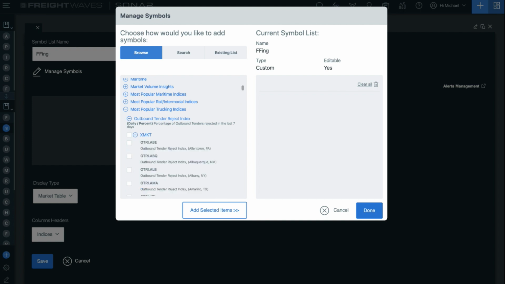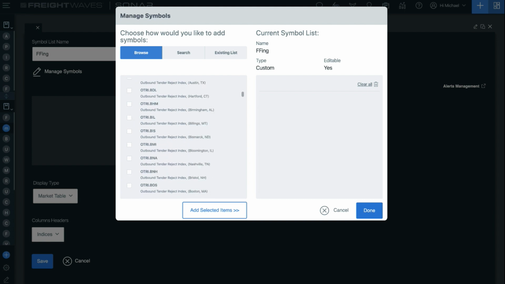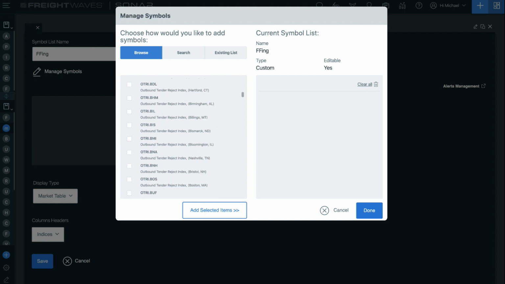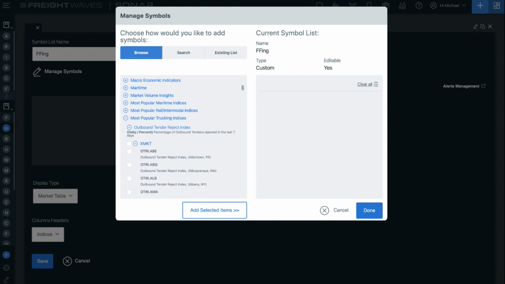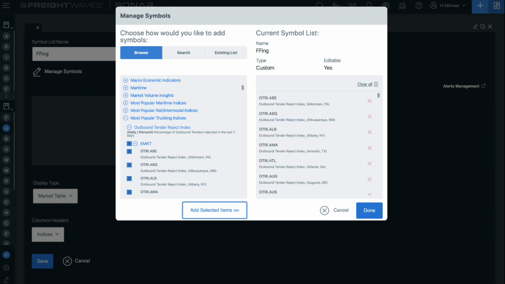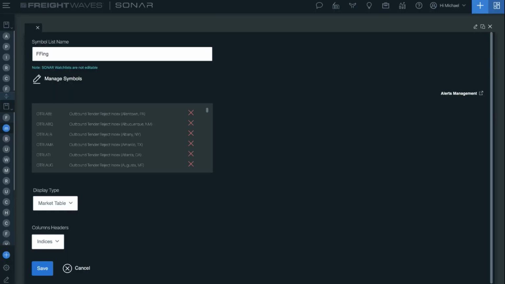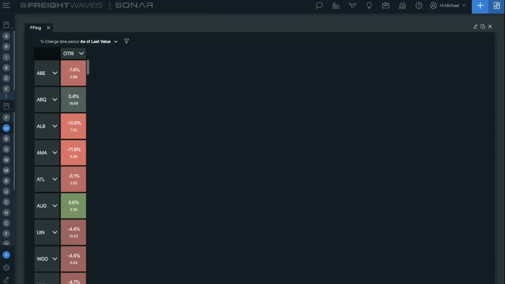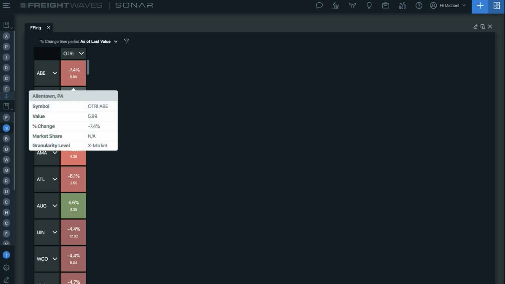If I hit this plus sign, you can see that I have all 135 markets in the United States. I can select any combination of those that I want to. For these purposes in building this, I'm just going to select all of these, add these symbols, done, save. And I've got OTRI listed out for every single market. It's telling me exactly what happened overnight in those markets. It's giving me its current value on the bottom and the change from overnight.